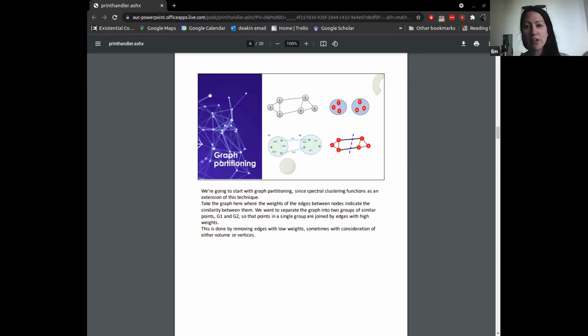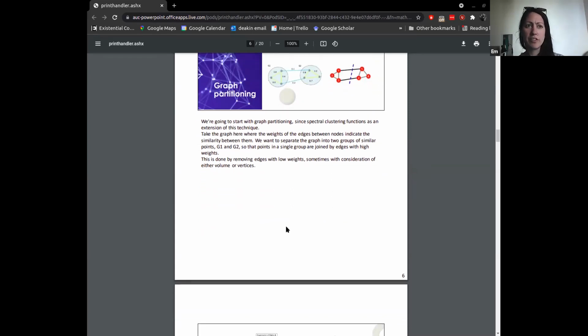how are we going to do this? So if we have numerical representations of the similarities, so for instance, in group G1, we've got 0.8, 0.6, 0.8 as the edges, and these represent the similarity. So the higher the number, the more similar they are. And in between the two groups, in between G1 and G2, we've got lower weighted edges, so 0.1 and 0.2 respectively. So with graph partitioning, the aim is to essentially remove those edges with the lower weights, or to cut the graph even. And sometimes we do this with consideration of volume or number of vertices, just to make it more accurate.